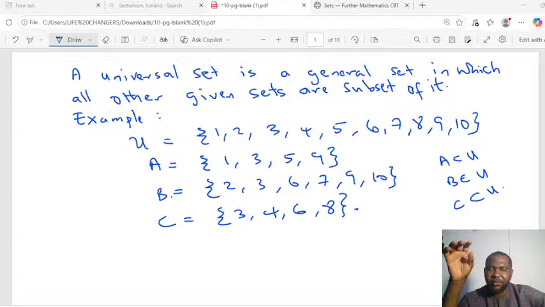And Brian, if universal set is an infinite set, of course others will still be a subset of it.